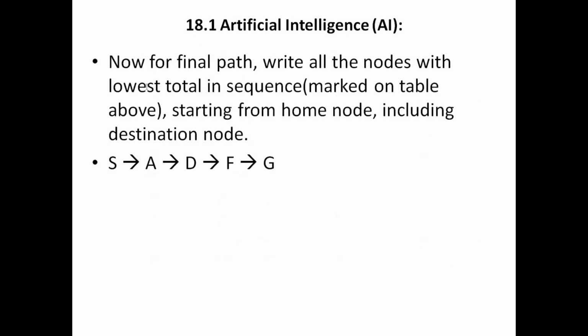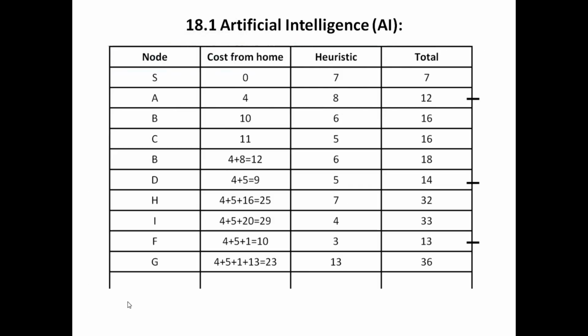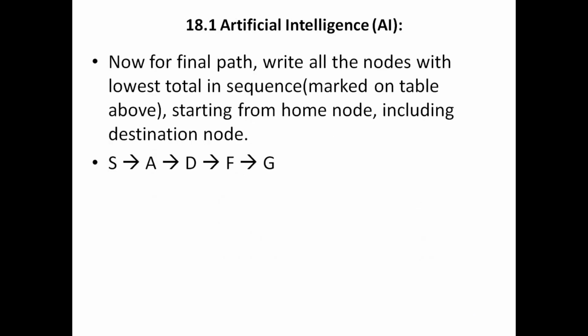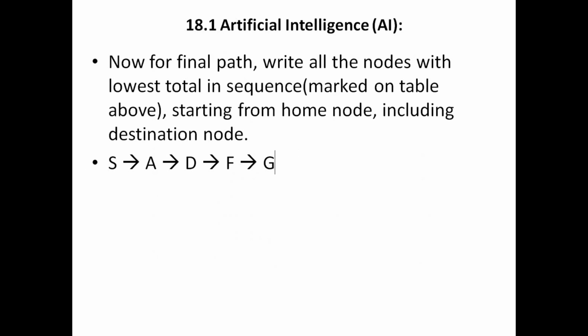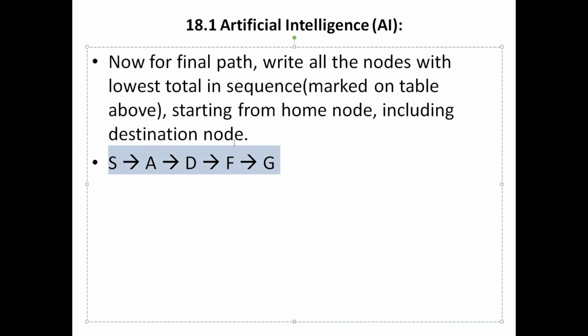Now for the final path, usually at the end of the table you have to mention the final path as well. How you'll write it is, just write all of the nodes that you have picked so far in sequence, like from S, arrow A, arrow D, arrow F, arrow G. See, for G it's coming out to be 36 total, and this will be your answer. You'll easily score something like 4 or 5 marks for this type of question. It is a rare question, but it does come in the paper.